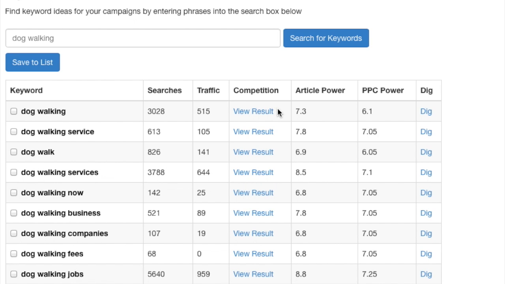So it's a longer term strategy. It's a slightly more complicated way of doing it. But for very high traffic, high competition terms such as general things like dog walking, it's not going to work for a new site to start using that as a keyword.